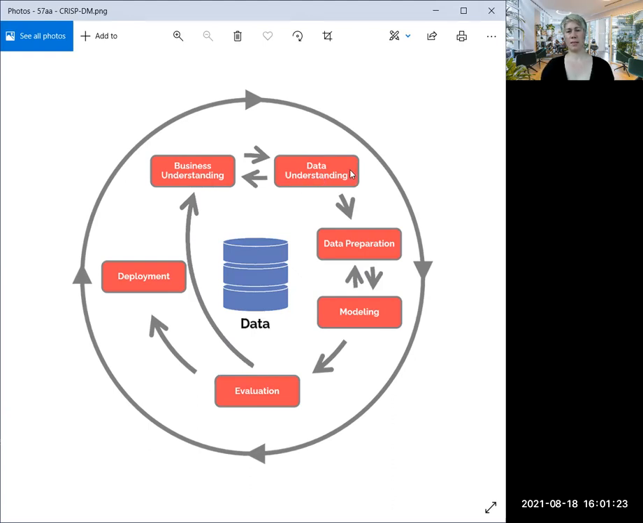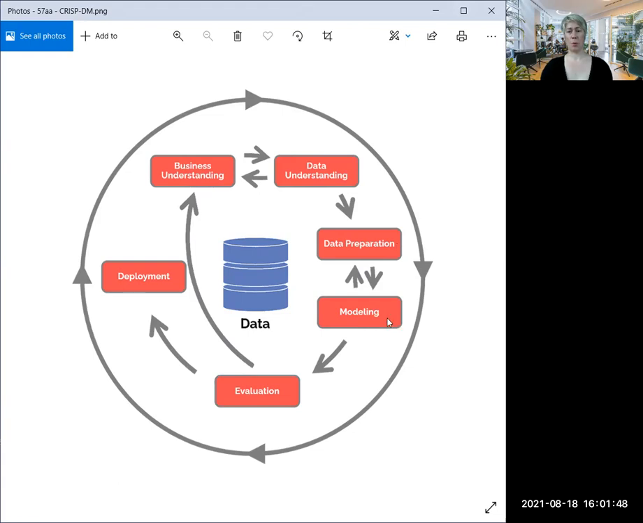Phase 2 is the data understanding, where you gather the data and you review what data is available, drawing initial descriptive statistics and addressing any missing or inaccurate data. Next phase is data preparation, where the data is cleaned and prepared for analysis and any new columns are derived.